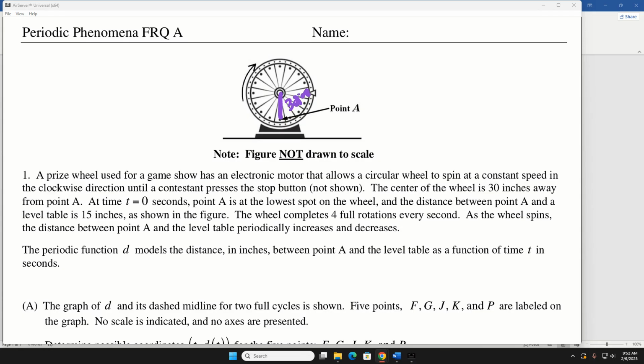Okay, at time t equals 0, point A is at the lowest spot on the wheel, and the distance between point A and the level table is 15 inches. So from here to here is 15 inches.